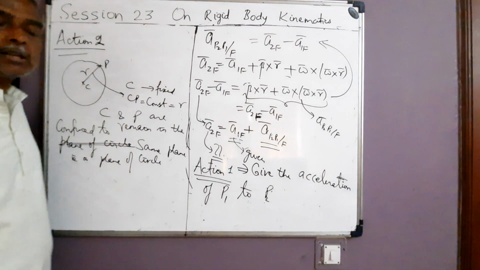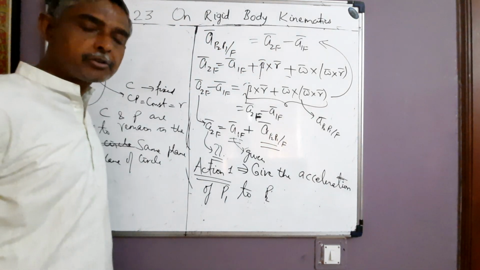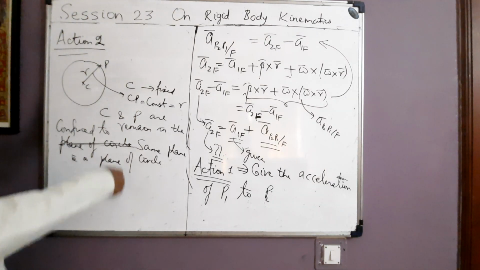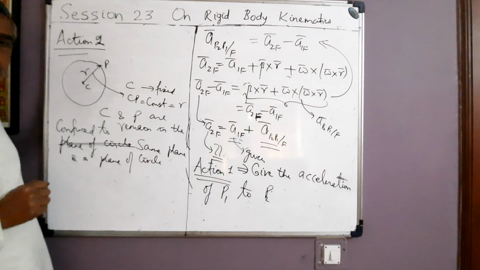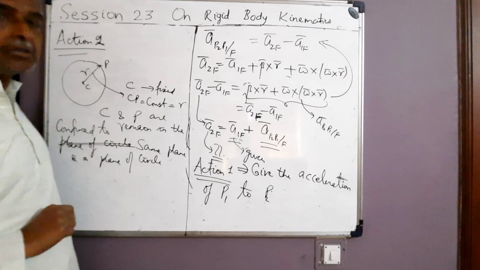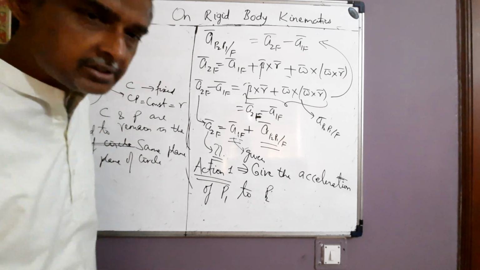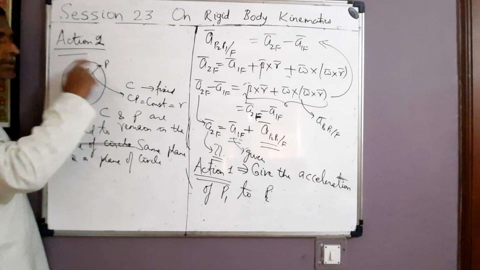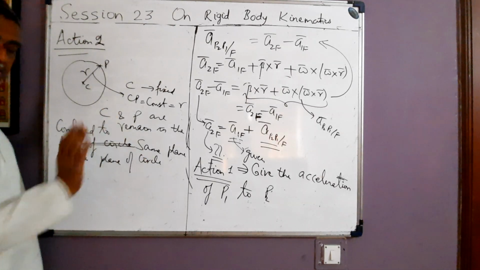So, if P moves in a circle with C as center, this means C is fixed. Distance CP is constant, equal to the radius of the circle. And P and C are always confined to remain in the same plane, that is, the plane of the circle. Conversely, if C is fixed and P is a moving point such that distance CP is constant, and P and C are always confined to remain in the same plane, then P will move in a circle.